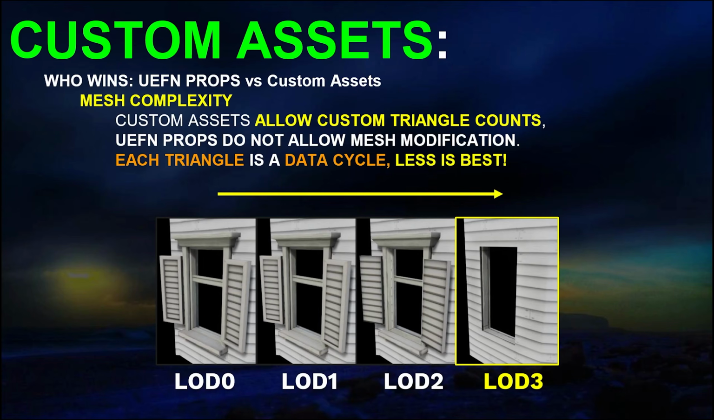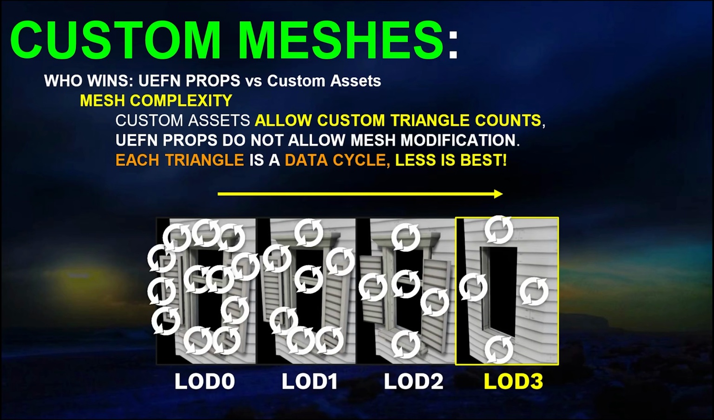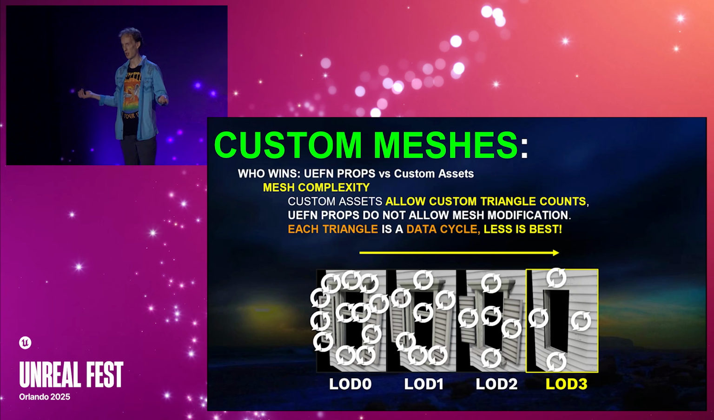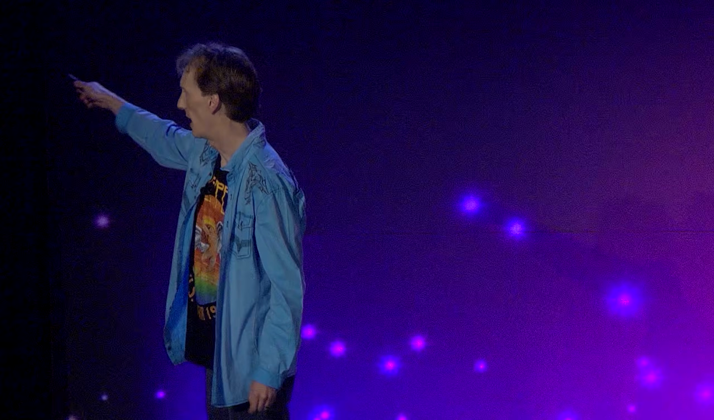Custom assets, they let you adjust, who wins versus UEFN props versus custom assets. For mesh complexity, you can change it on custom props. You have that access. But with using UEFN props, you're going to be stuck with the LODs that they have in there. So you can think about, do you need LODs? Do you need LODs, or is that window without shutter, whatever it is, good enough? Then get rid of the other 3 pieces of data on your custom assets. You can do it. So it's all extra cycle time, the more triangles you have.